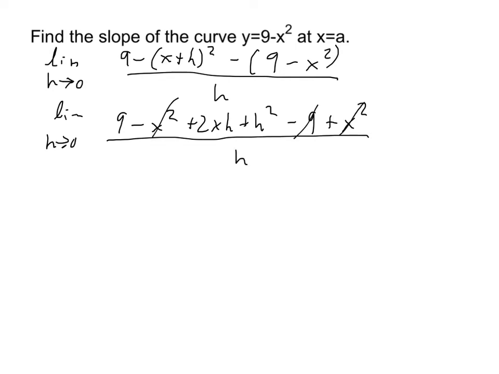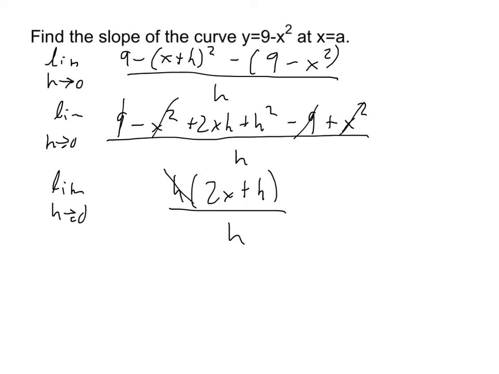Those cancel, these cancel. I'm left with 2xh plus h squared. This equals the limit, and I'm going to go ahead and factor out an h in the numerator. So I just have h times 2x plus h all over h. So those cancel. That equals 2x as h goes to 0. So the slope at x equals a would just be substituting that a in. So hopefully that helps you. So at any value on this curve, the slope is 2 times whatever a is. So if it was 1, it'd be 2. If it was 4, it'd be 8, and so on.